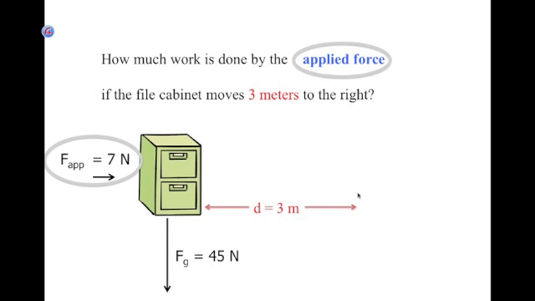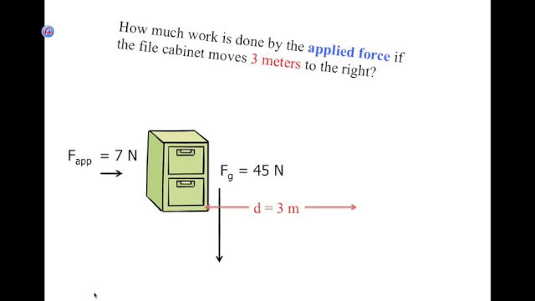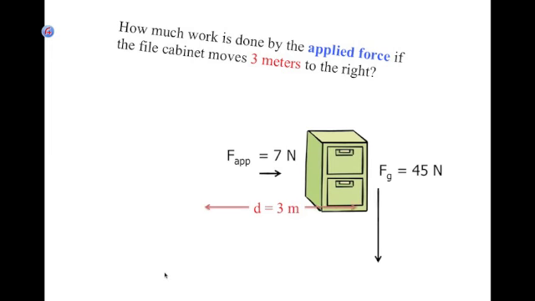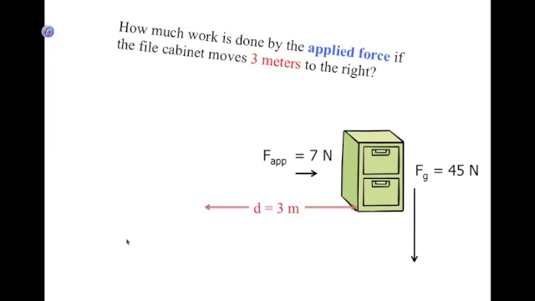If the cabinet moves 3 meters to the right, we may have a force due to gravity on this, but if this moves 3 meters to the right, then we are going to use the 7 newtons in our calculation to answer this question. So the work done on this will be 21 joules of work. 21 joules of work was done to move the file cabinet 3 meters from left to right.